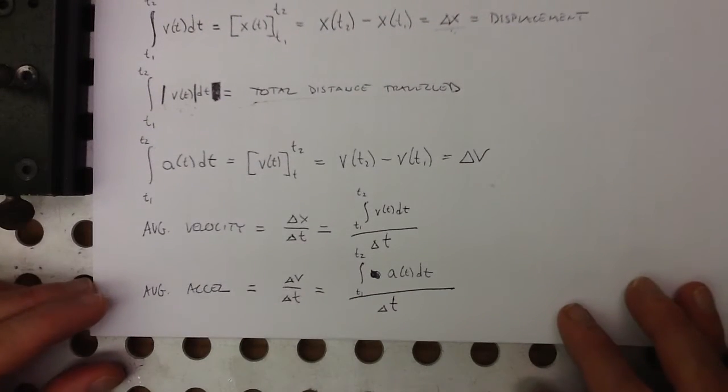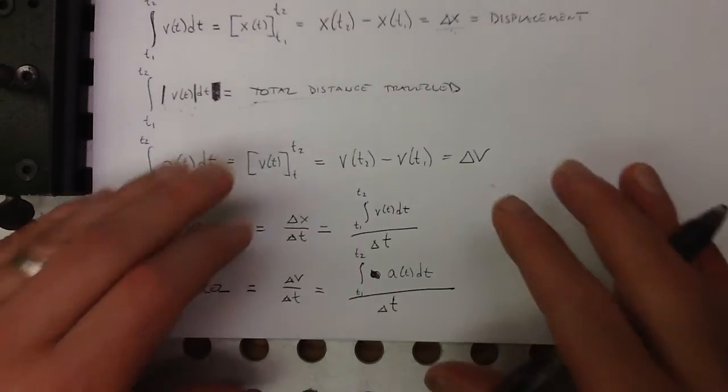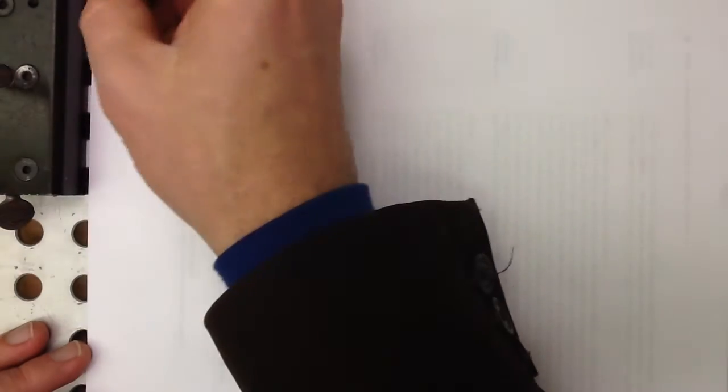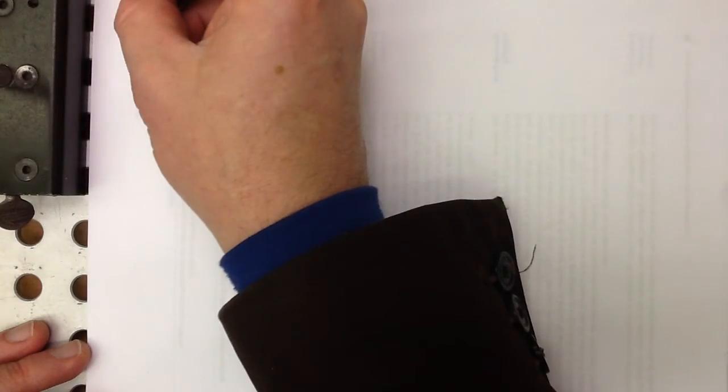Can you see all that there? Yeah. Okay, so let's just do a couple example problems. I'm going to do a couple of problems from the book. These are in-between problems that you're going to do tomorrow.